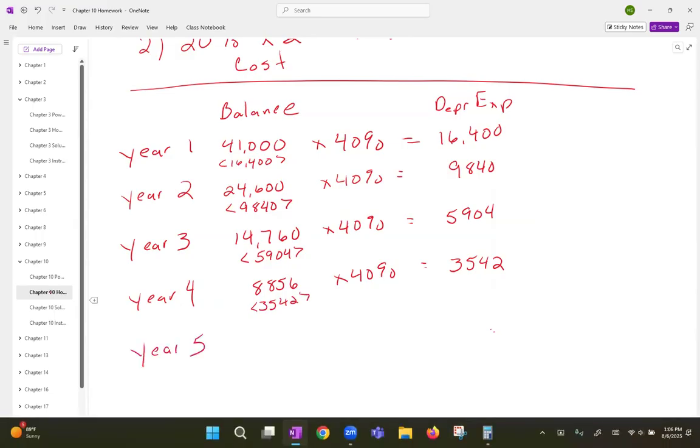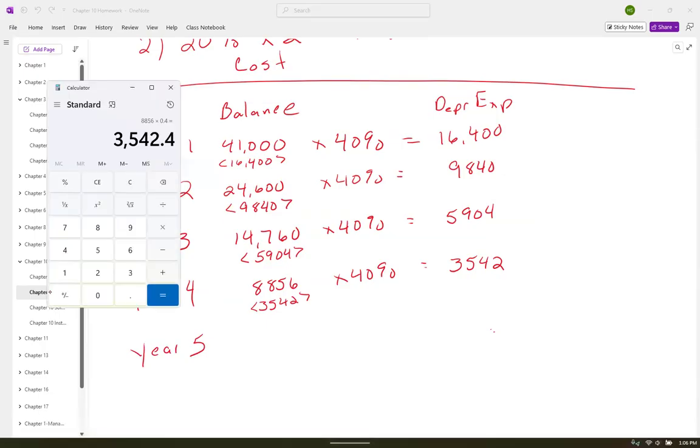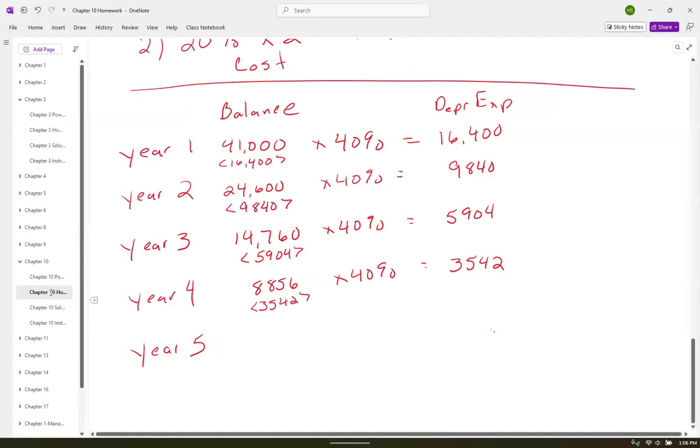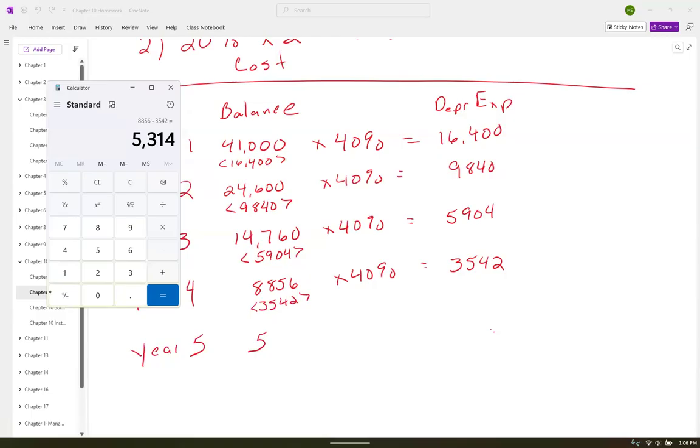Year five, we're going to get a balance. You have 8,856 minus 3,542. I cannot put this in the calculator today, sorry. I think I'm hitting the divide. 8,856 minus 3,542. There we go. So we end up in year five with 5,314.